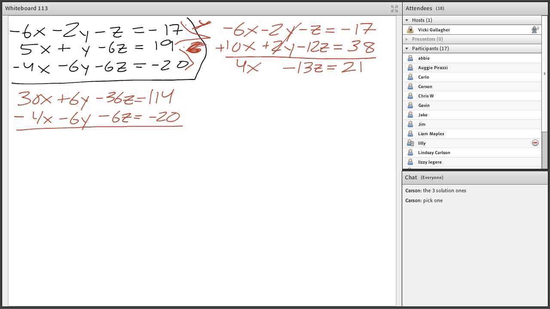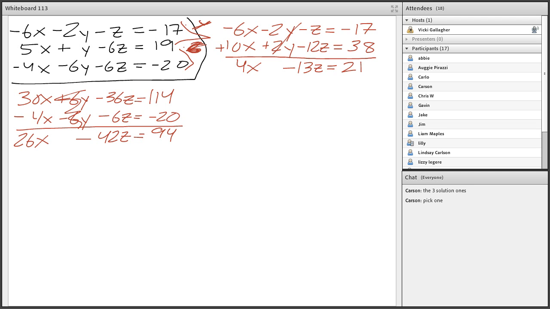Okay, so we're canceling out the y's again. 30 minus 4 is 26. Negative 36 and negative 6 is negative 42. And then 114 minus 20 is 94. All right.